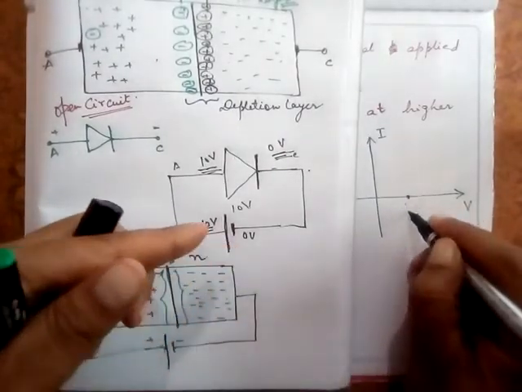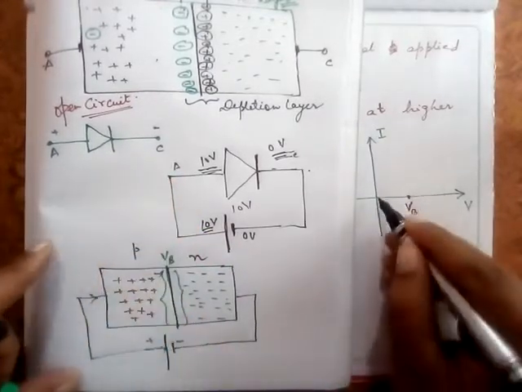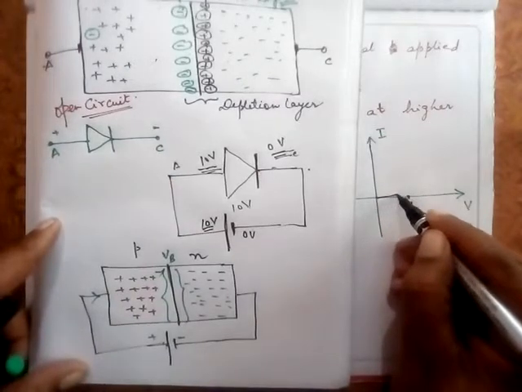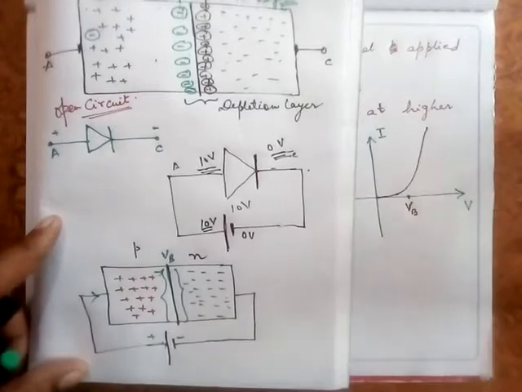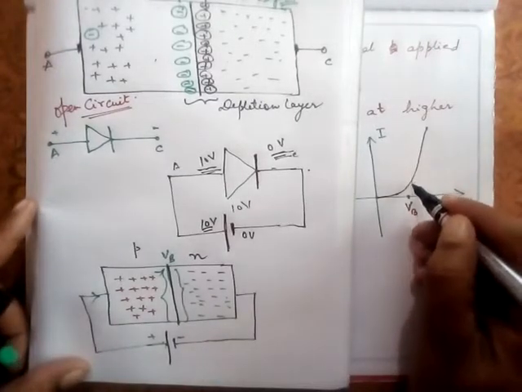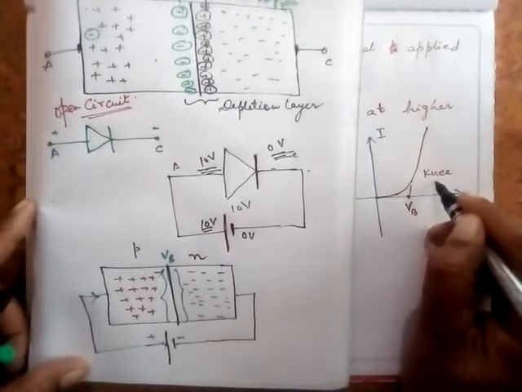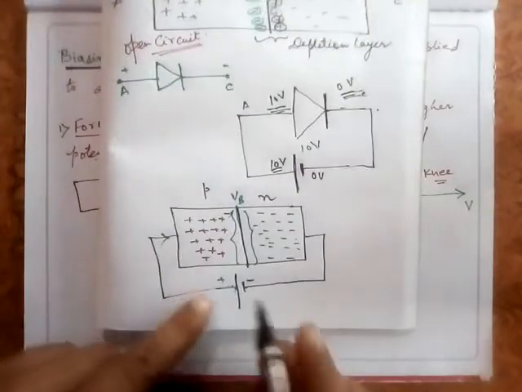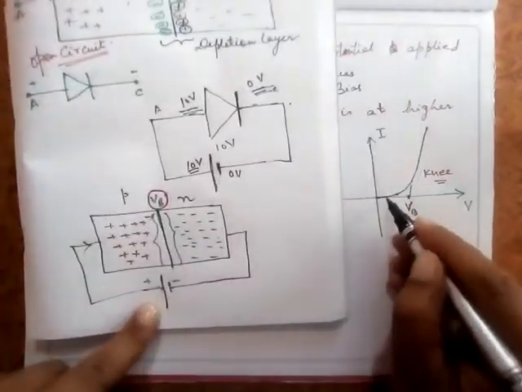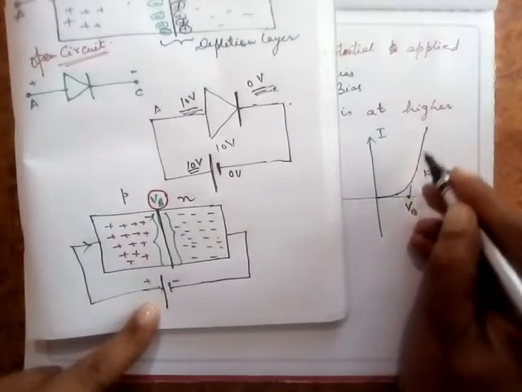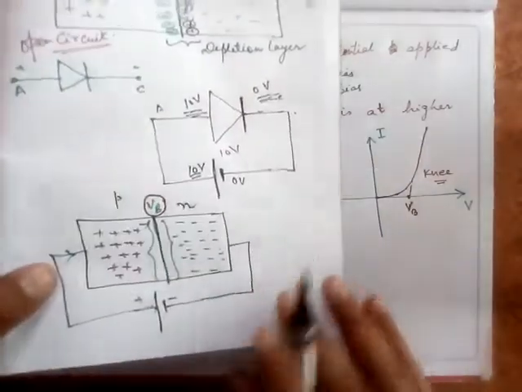Up to this point VB, the current is approximately 0. Ideally it is 0. And once it has overcome this, the current increases exponentially. So this is the forward characteristics, and this voltage is called the knee voltage. Many times this is also called the knee voltage. So first, it has to overcome this barrier potential. Until it does, the current is approximately equal to 0. So this is your forward bias. This is how this diode acts under forward bias.